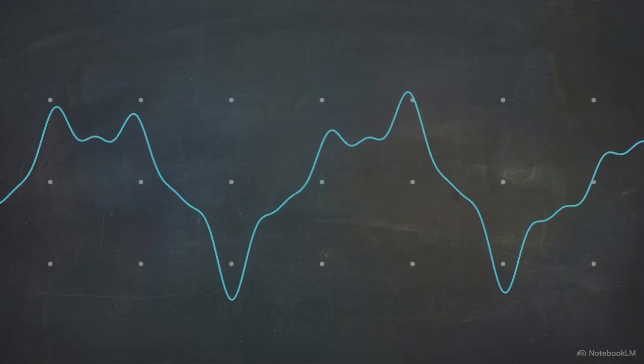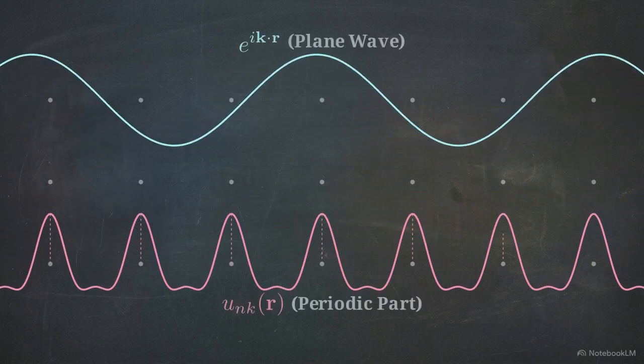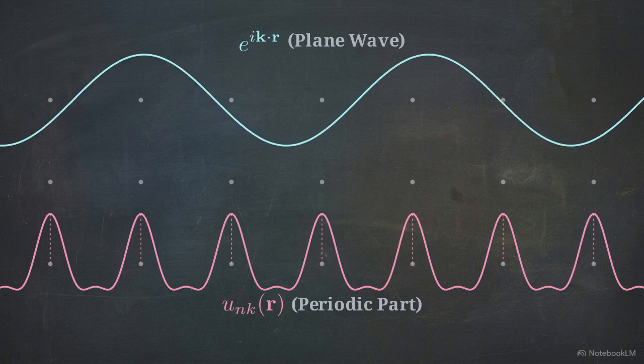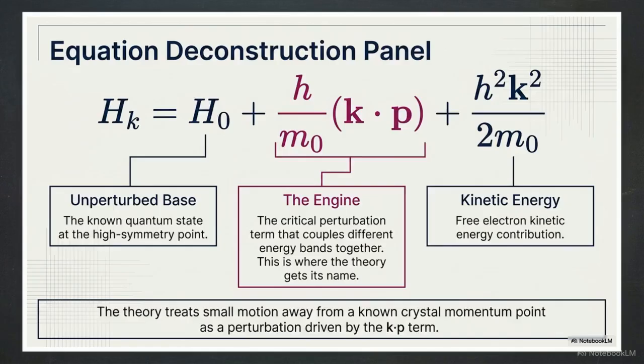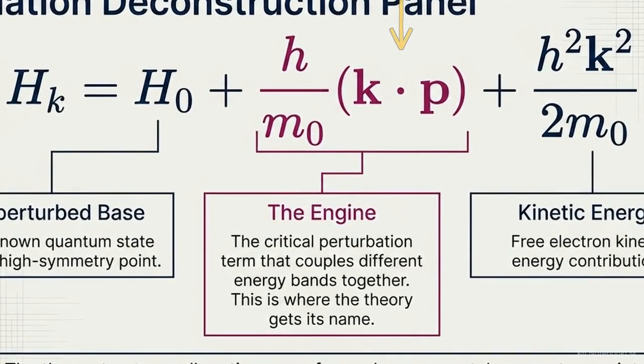The mathematical process begins by applying Bloch's theorem to the periodic potential of the crystal to isolate the periodic portion of the wave function, denoted as u_nk. The resulting Hamiltonian includes a specific perturbation term. The equation deconstructs into three parts: the unperturbed base state, free electron kinetic energy, and the critical k·p coupling term. Physically, this term dictates that the conduction and valence bands must interact.